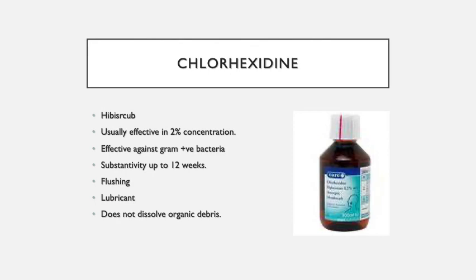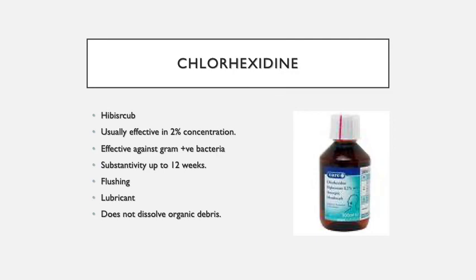Chlorhexidine is used in various forms in dentistry. It can be used as a mouthwash, and it can be used as an irrigant in endodontics, even though it's not that much used, but it still can be used. It's a heavy-scrubs natural product, usually effective in 2% concentration. It's effective against gram-positive bacteria, which are more common in secondary or retreatments than primary. Usually in primary cases, they are obligate anaerobes or facultative anaerobes, while in secondary or retreatment, they are gram-positive aerobic bacteria.